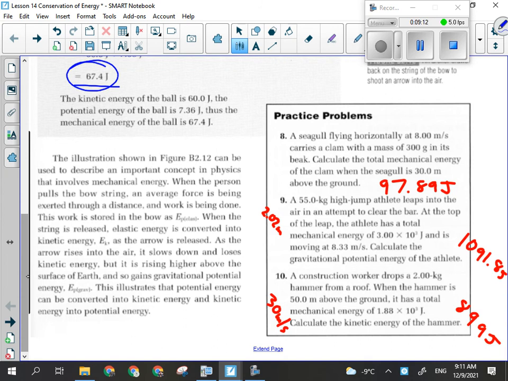Okay, they want you to calculate either the total mechanical energy, or they give you the total mechanical energy and ask you to calculate the kinetic or the potential. So all you have to remember is this formula. Mechanical energy equals kinetic energy plus potential energy.